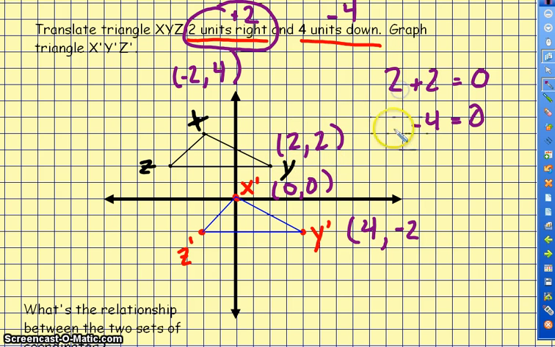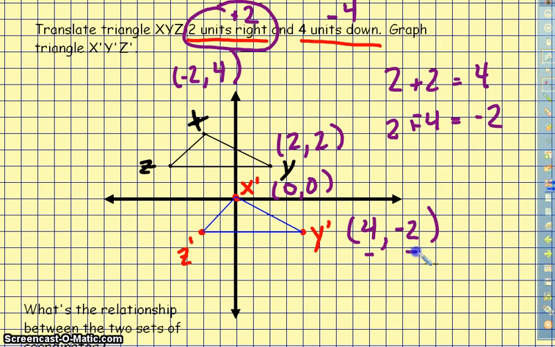This is a 2 and a 2. 2 plus 2 is 4. Well, that's my new X coordinate. 2 minus 4, add the opposite here, is negative 2. That's my new Y coordinate.